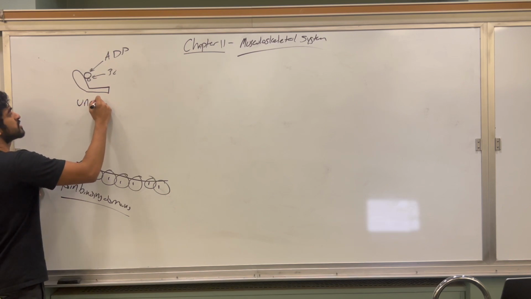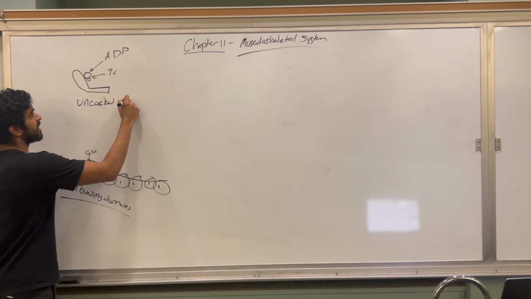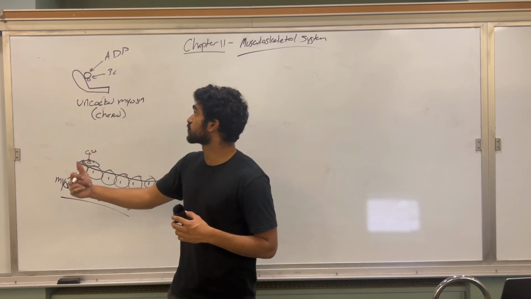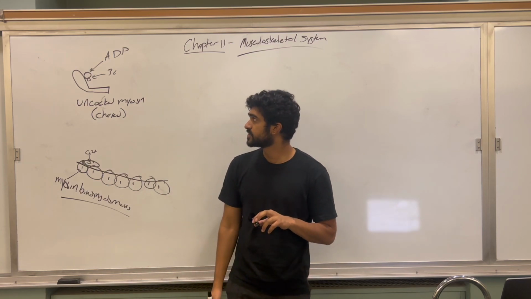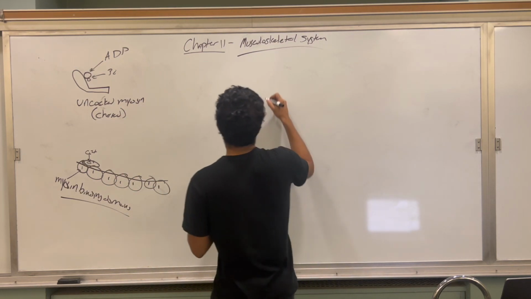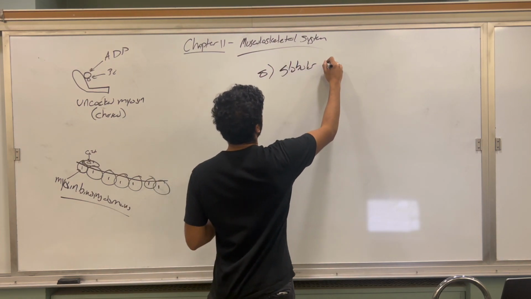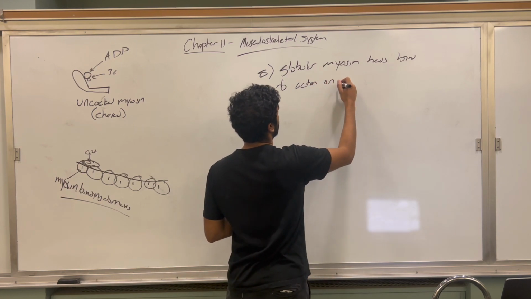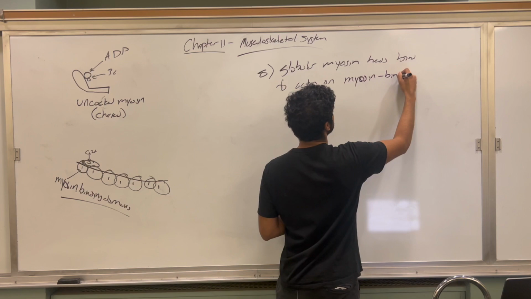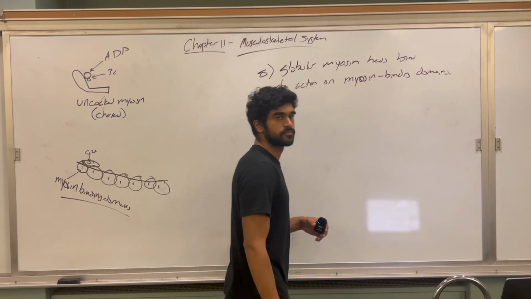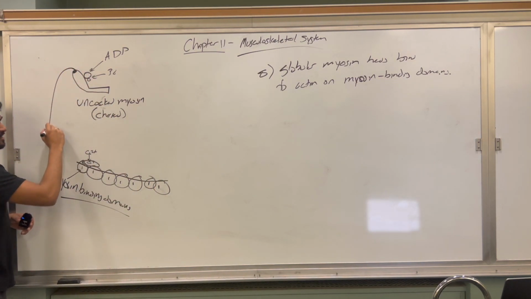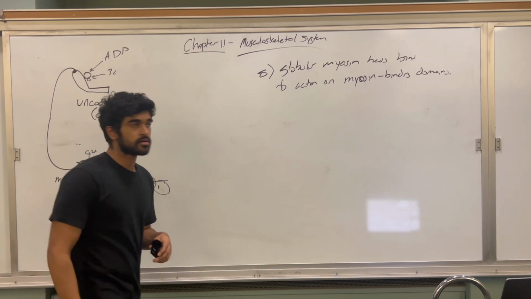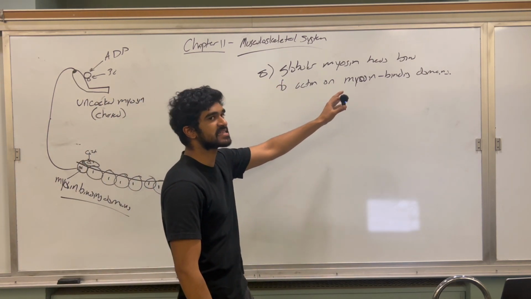This is known as uncocked myosin. It's also known as charged. That's what I call it, charged myosin, because that myosin is ready to do the head stroke. Okay? So this form of myosin, the globular myosin heads, bind to actin on myosin binding domains. This guy right here goes right there. Okay?